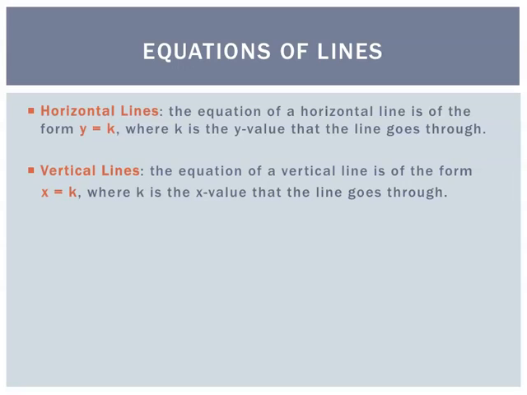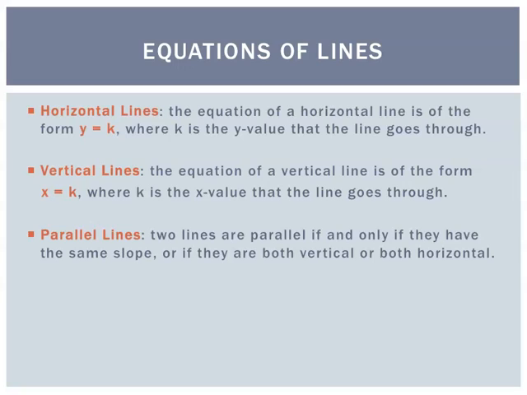Now with parallel lines, we know that two lines are parallel if and only if they have the same slope, or if they are both vertical or both horizontal. So in the case where you may have a slope of 0, if both lines have a slope of 0, you know they're parallel. If both lines have an undefined slope, then you know they're parallel as well.